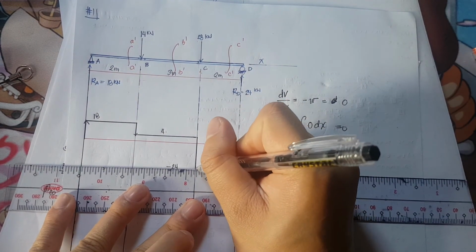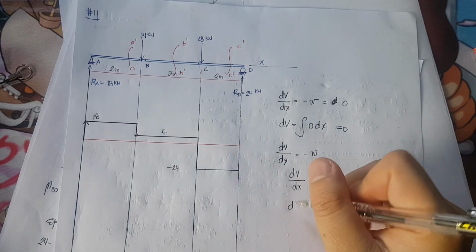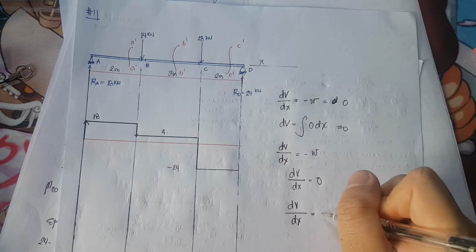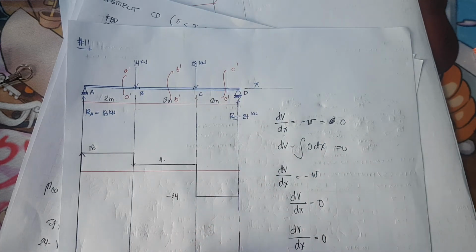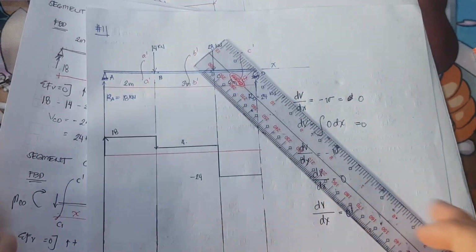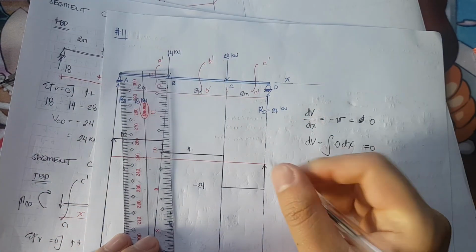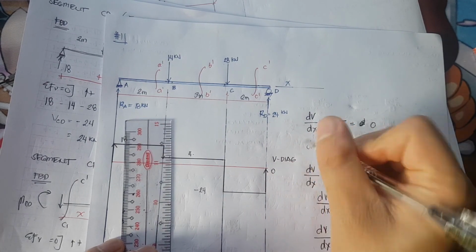Straight line. Is it a straight line? Let's check. The change in the slope with respect to x is equivalent to 0. Bakit? Is there any change of loading from this point to this point? Wala. So that is 0. And lastly, we have a force upwards of 24 kilonewtons. So that will go back to 0. And that is your shear diagram.